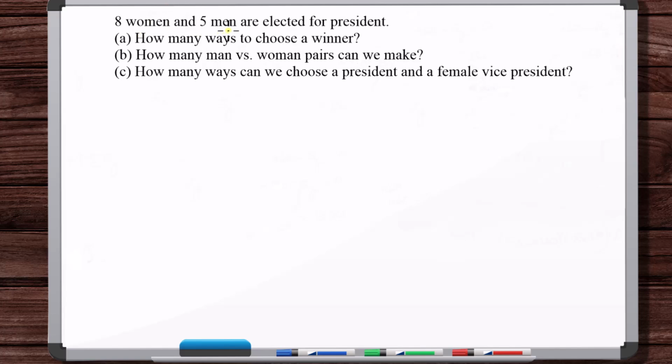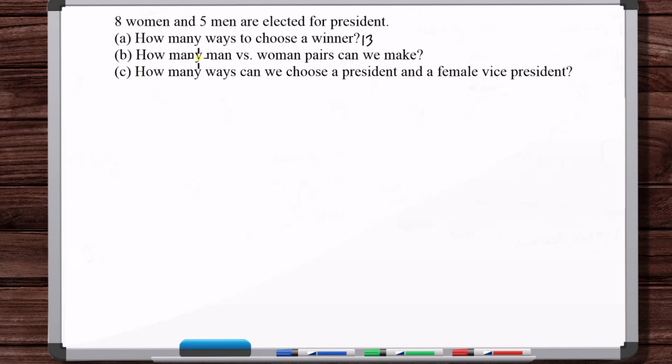Okay, 8 women and 5 men are elected for president. How many ways to choose a winner? So this is just, there's 13 potential candidates, and it's kind of a trick question because there's 13 ways. That's it. There's 13 potential outcomes.